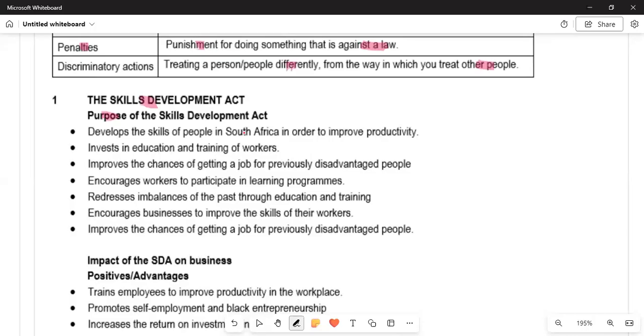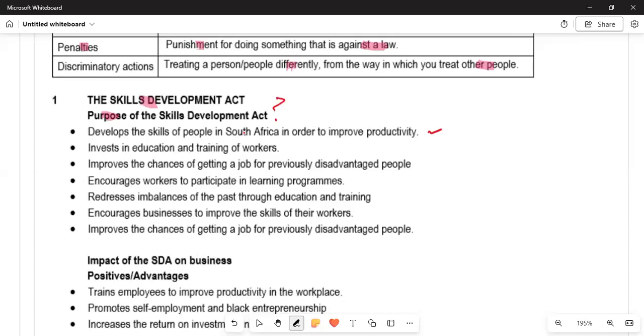That is what you are going to be asked in the examination. So what is the purpose of the Skills Development Act? You are talking about those people who were ignored in the past, who were not able to access skills. The purpose of the Skills Development Act is to develop the skills of people in South Africa in order to improve productivity, so that our production rises.